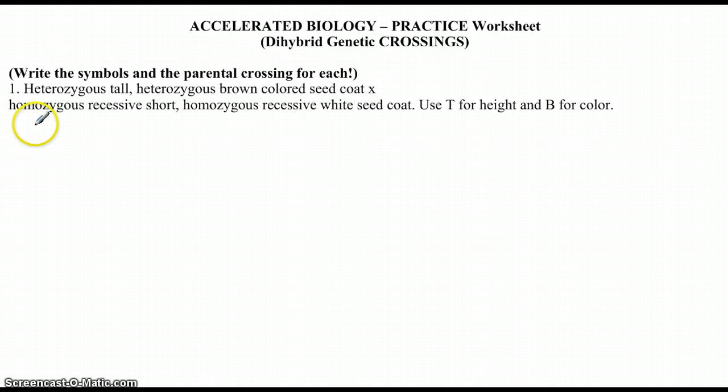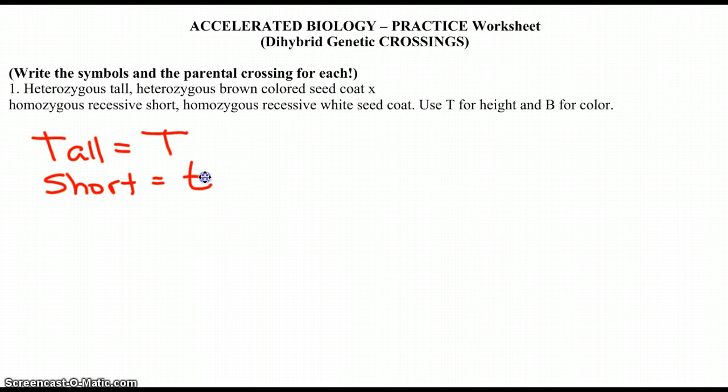So let's go ahead, and for our height, we have tall, and the contrasting is short. That tells me to use T. Here it says heterozygous tall, so tall could be the dominant, but let's just make sure. Recessive short, so let's make tall a capital T and recessive short a lowercase t.